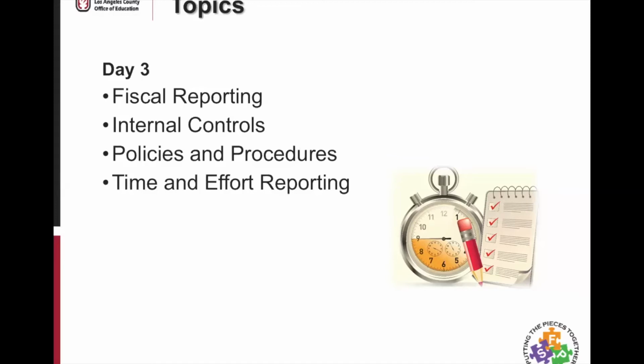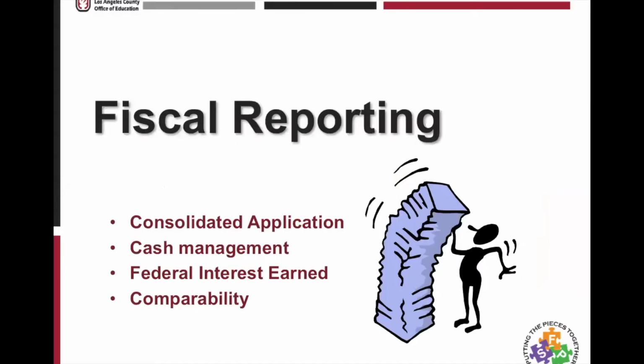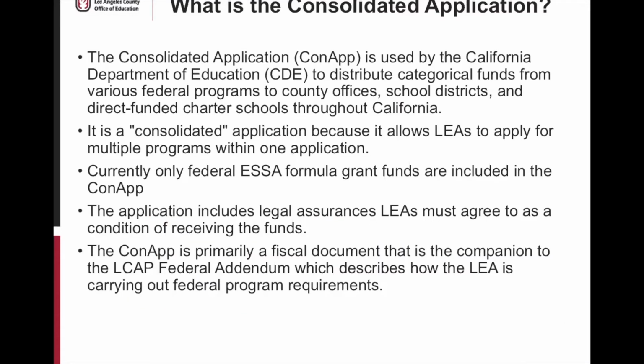All right, so let's get started. And first we're going to look at fiscal reporting, and 4 areas we're going to look at: the consolidated application, federal cash management reporting, reporting on federal interest earned and the requirements surrounding that, and then finally comparability requirements. Some of these lie more in the fiscal office, and some of them are very much a joint effort. But they're important for everyone to understand the role in each. So, starting out, we'll take a look at the consolidated application.